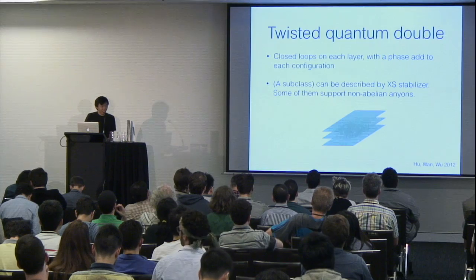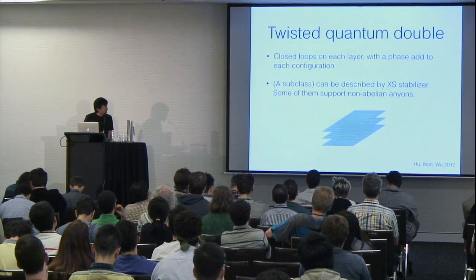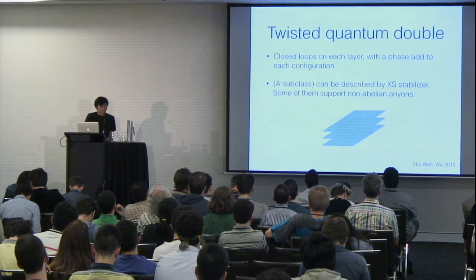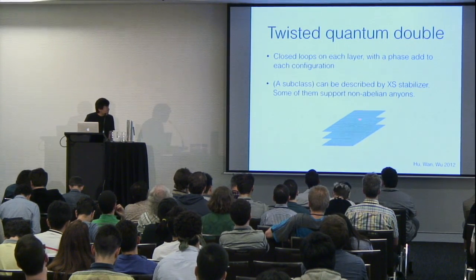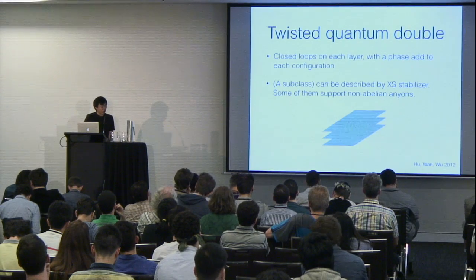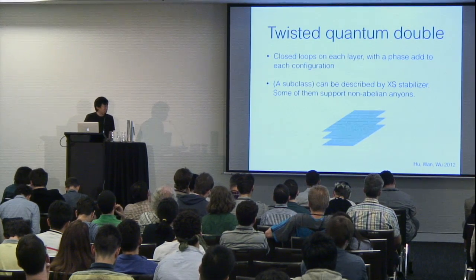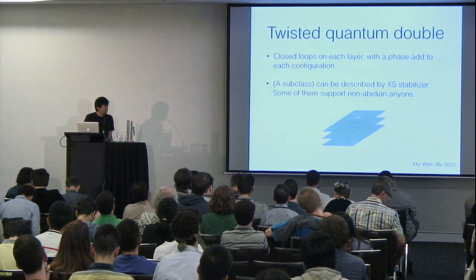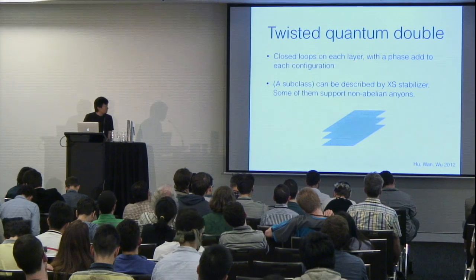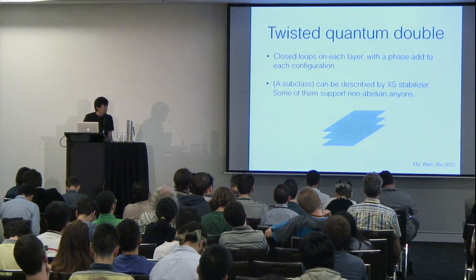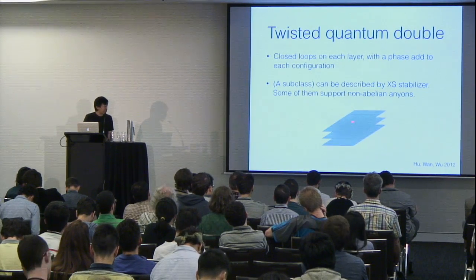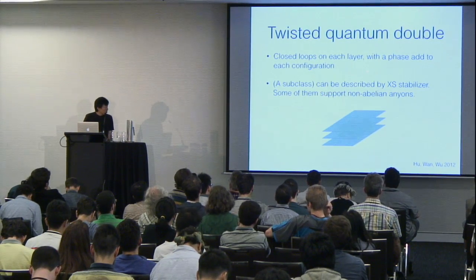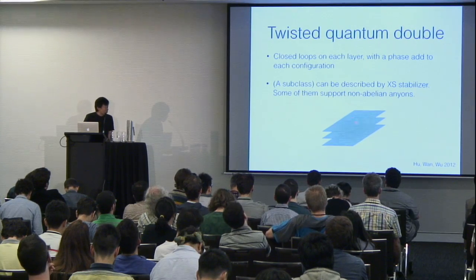So before I go to the next part, I want to briefly say something about the quantum double and twisted quantum double model. They were already introduced in the morning. But for our purpose, we only need to look at a very small subclass of it. We can consider multiple layers of honeycomb lattice, and on each edge there's still a qubit. And we still force ourselves to those configurations where on each layer the strings form closed loops. And we add a phase to each of the configurations.